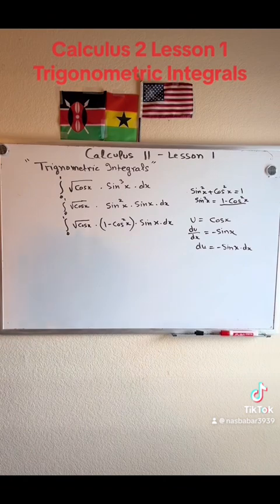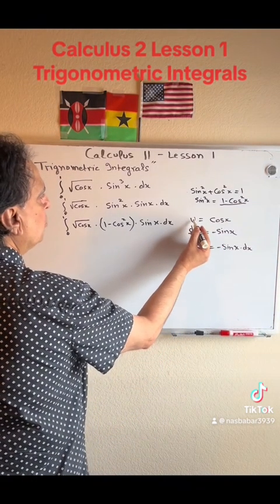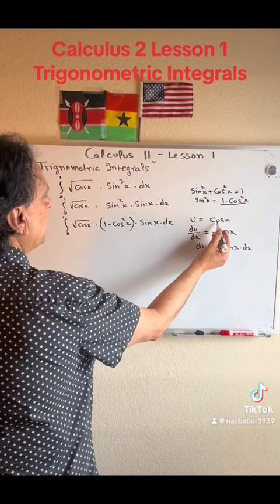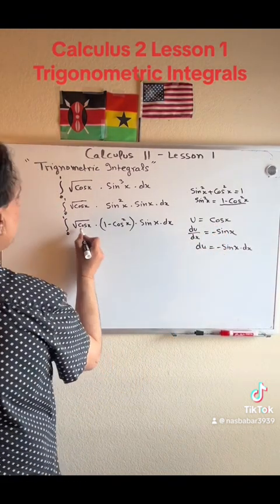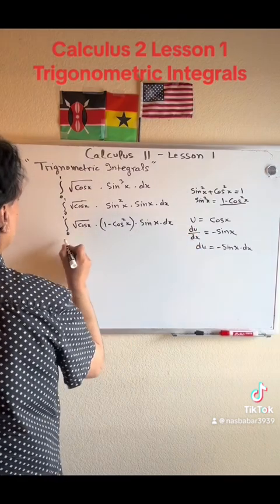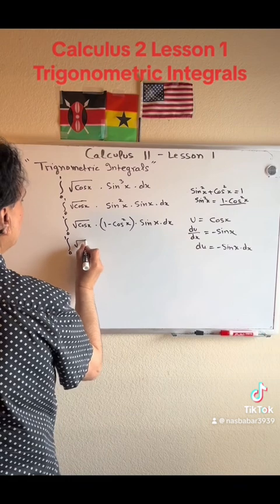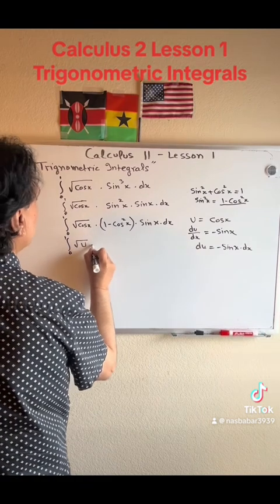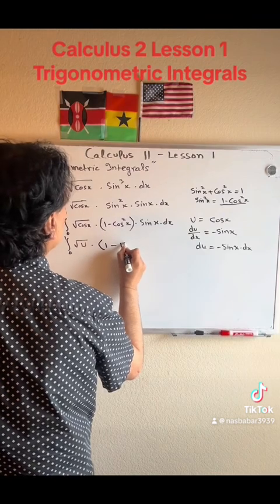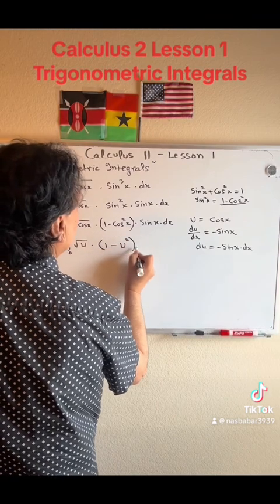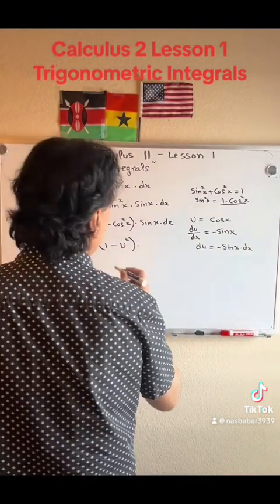Okay, so now we take u, which is equal to cosine x, and we plug this in right here. Wherever we have cosine of x, we're going to put u. We're doing substitution. From 0 to 1, we've got u times 1 minus u square times du.